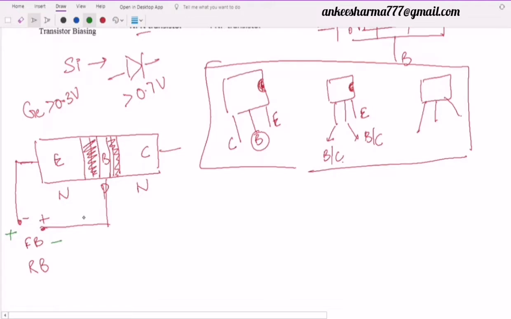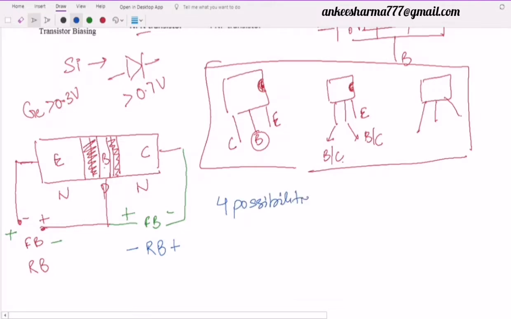Similarly, on the other side, this is my base and this is my collector. Now I can connect P with the positive and N with the negative, which is simply the forward bias case. Or in the second scenario, I can connect P with the negative and N with the positive, which is my reverse bias case. So with these forward and reverse bias options at the emitter-base, and forward and reverse bias at the base-collector, I am going to have four possibilities over here. What are those possibilities?